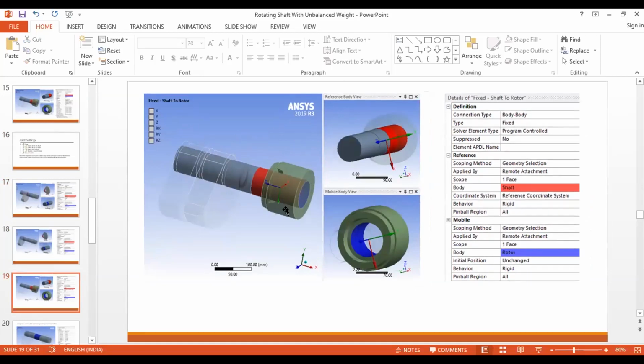For the connection between shaft and rotor, make sure you make the connection on the mobile side, that is the rotor, and on the reference side the shaft, because the rotor is going to rotate first and then the shaft. So that's why we are doing this mobile selection in the body.